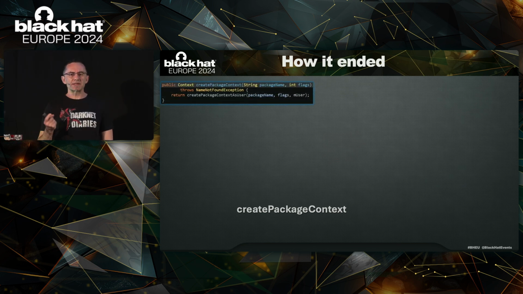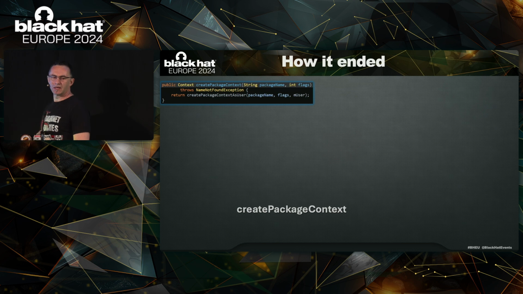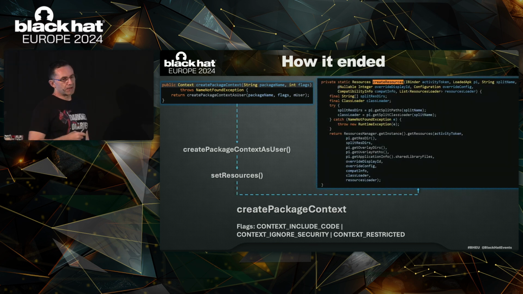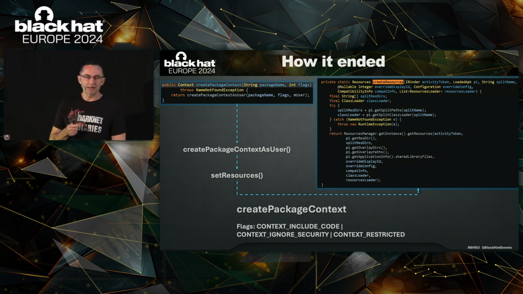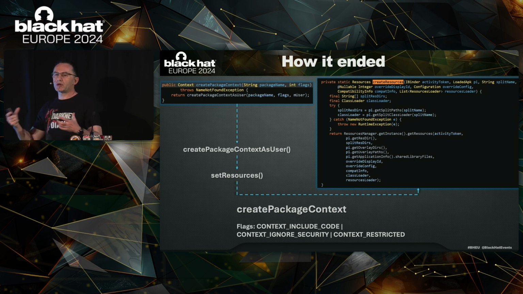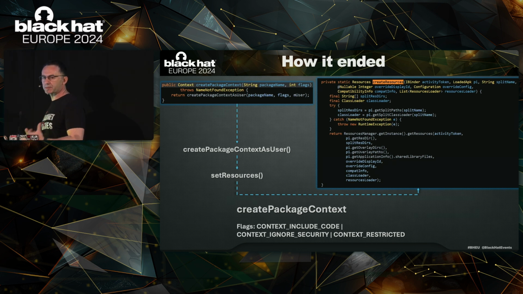So it takes 2 arguments: the package name, for which we want to obtain a class loader, and a flag, or a set of flags, out of the ones which are depicted here. When this method is used, it will finally call the create resources method, which will wrap up everything into a context object. And when I say everything, this includes the resources of this package and the class loader of this package, and we'll return it back to the calling app.